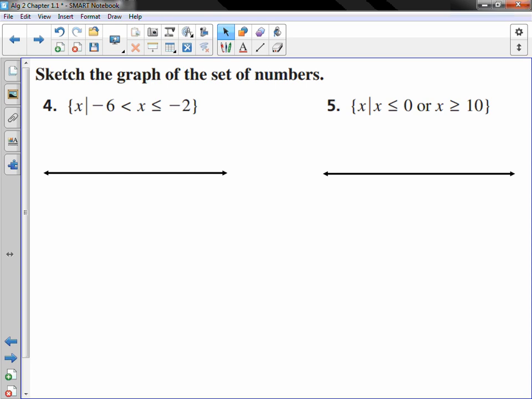Are there any other questions on how to sketch these here? Are we good with sketching these? Yes? Do y'all need to see another example of sketching these? No? We're good? Okay.